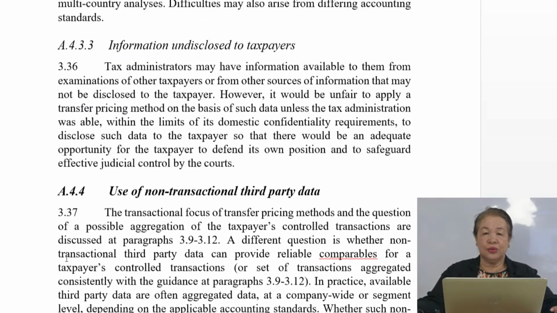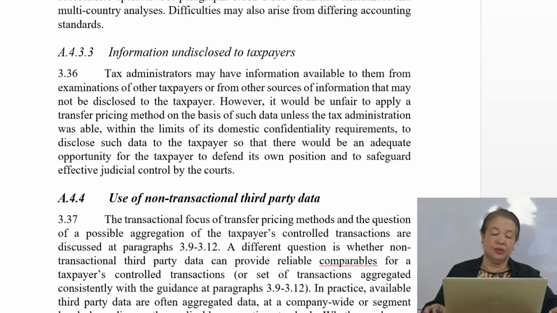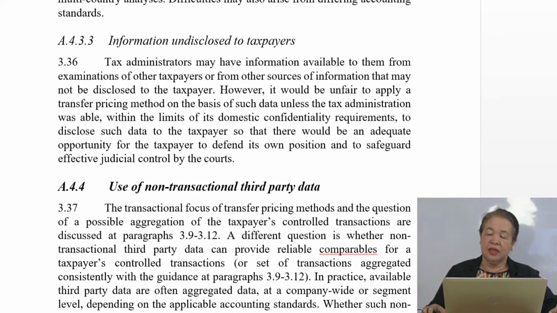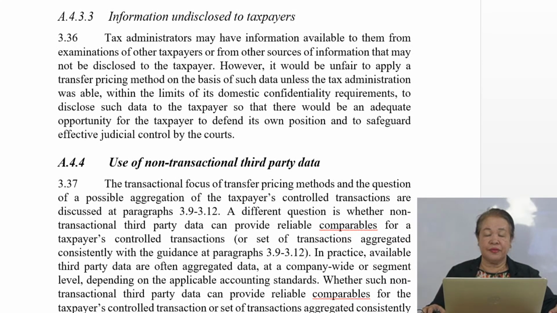Information undisclosed to taxpayers. What is this information? These are information coming from source documents in the possession of the tax authorities, which are not available to the taxpayer or to the company. So tax administrators may have information available to them from examinations of other taxpayers or from other sources of information that may not be disclosed to the taxpayer.